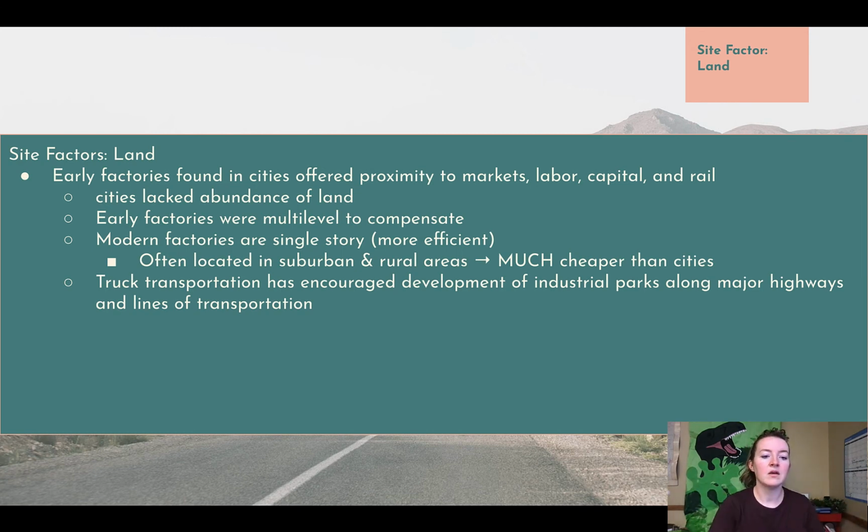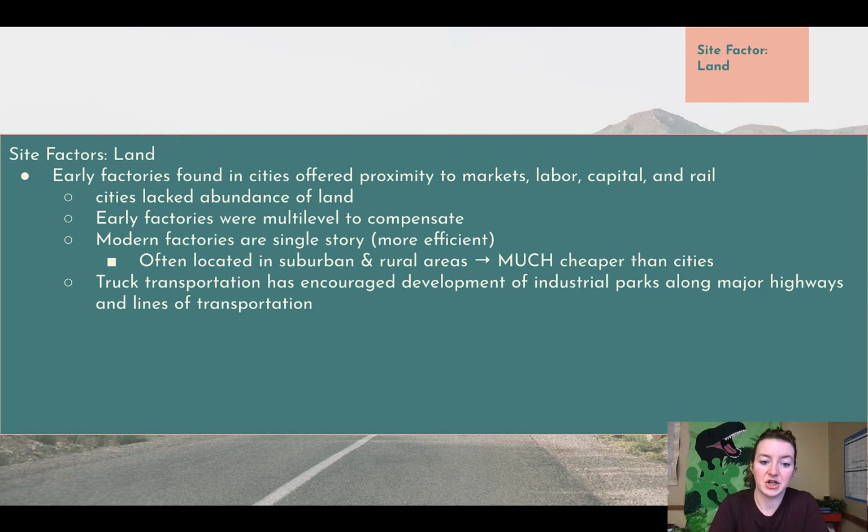floor. And modern factories are also often located in suburban and rural areas, which is going to be much, much cheaper than trying to build them in cities. Remember the bid rent curve. The closer we are to the city center, the CBD, the more expensive the land is, and the less of it there is available, which is what's going to drive the cost so high, or a large part of it. The farther we can get away from it, the cheaper the land is going to be.